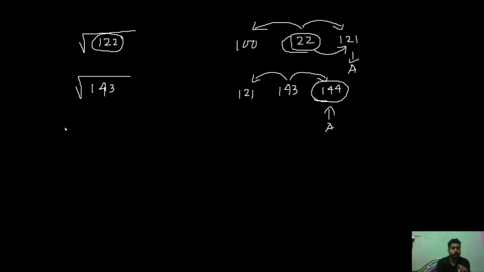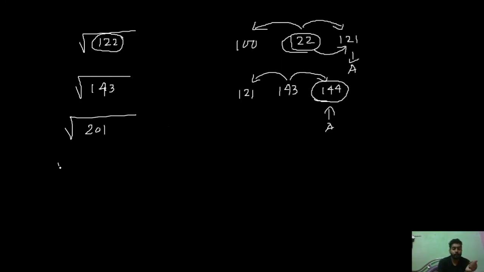Again, suppose there is a number 201. We need to find a perfect square number which will be nearest to 201. That number will be A. And again we need to apply the formula.